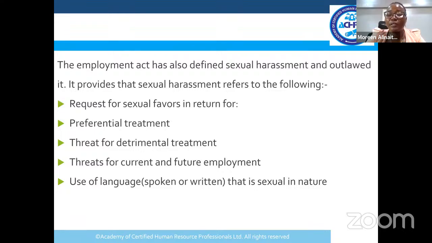Treatment for, I beg your pardon, there are some people who threaten their employees. They say, if you don't give me sexual favors, I will not pay you a salary, I will not give you the promotion. So they give threats for these sexual favors. The law has outlawed all these things, right? Threats for a current or future employment.